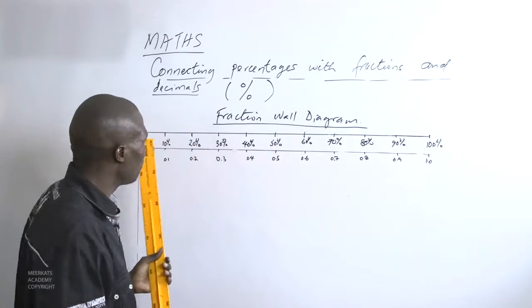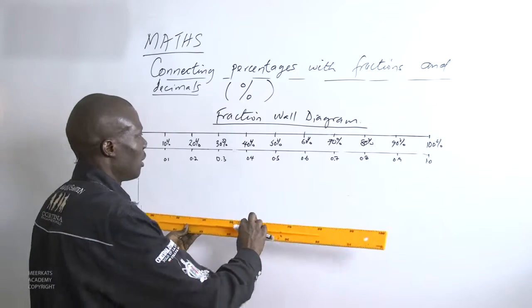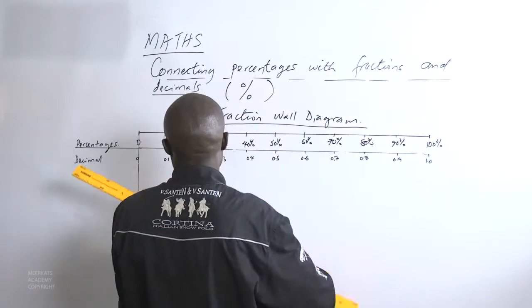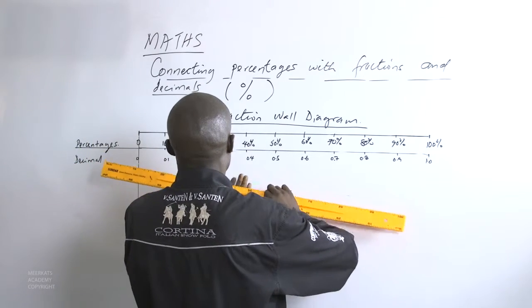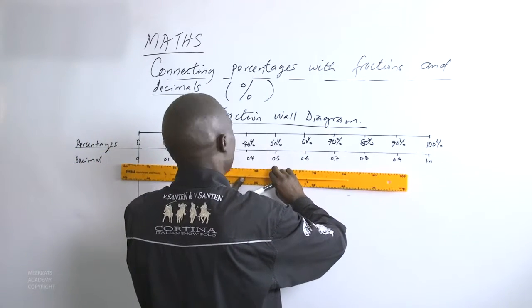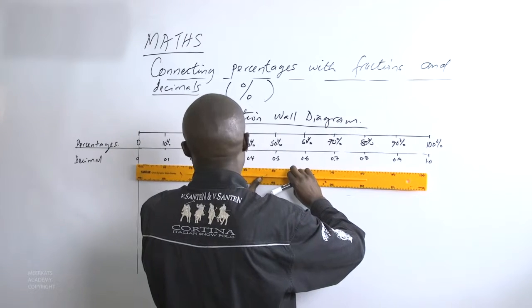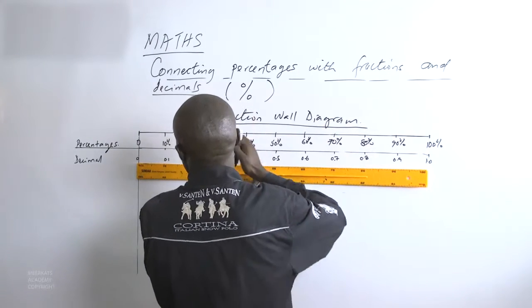Then we have this one, which represents the decimal. We have another wall to represent a whole. That is one complete.